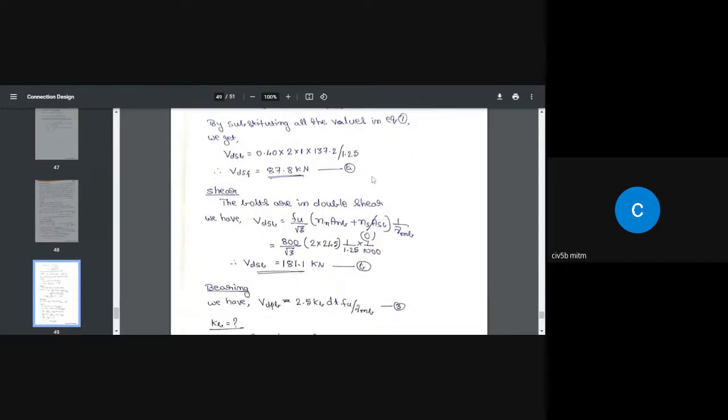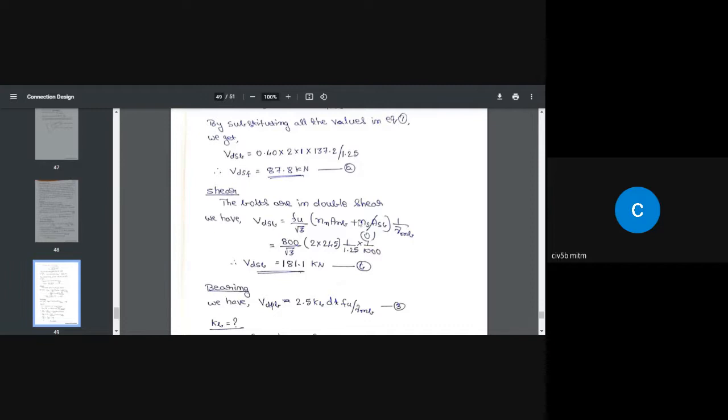Okay. And also we are designing at ultimate load. Slip is permitted. Okay. Slip is permitted. That means once the slip happens, it is going to become a bearing type connection. So then we have to find out what is the bolt strength in shear, and also we need to find out what is the bolt strength in bearing. Okay. So what is the bolt strength in shear? Fu by root 3 NNANB plus NACSB.